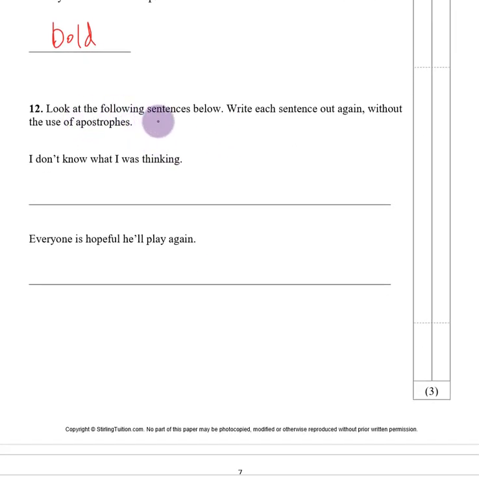Number 12, look at the following sentences below. Write each sentence out again without the use of apostrophes. So we've got our apostrophe here. We just need to rewrite it out without the apostrophe. I do not know what I was thinking.